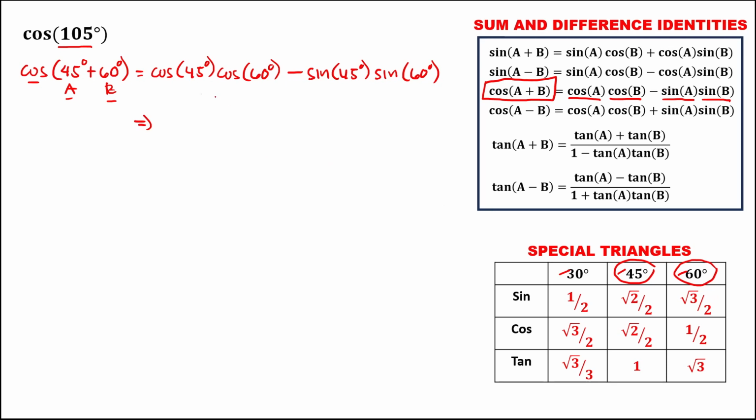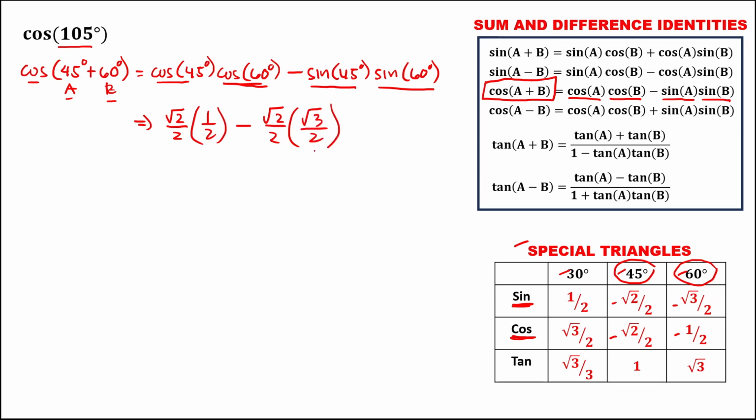Then to find out the values for cosine 45 and cosine 60 using the special triangle, so we have cosine 45 degrees, so this is square root of 2 over 2, then times cosine 60, and cosine 60 is 1 over 2, then minus sine 45, so sine 45 degrees, that's square root of 2 over 2, then times sine 60, so this is square root of 3 over 2.